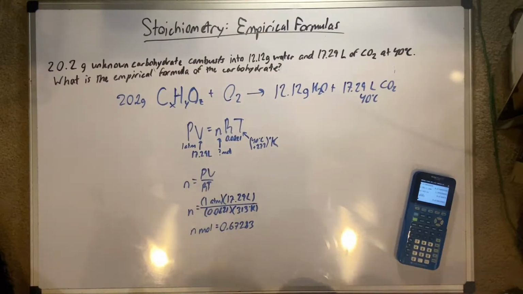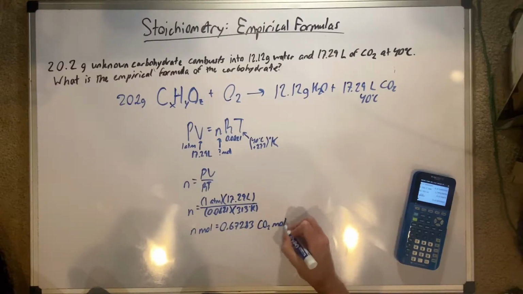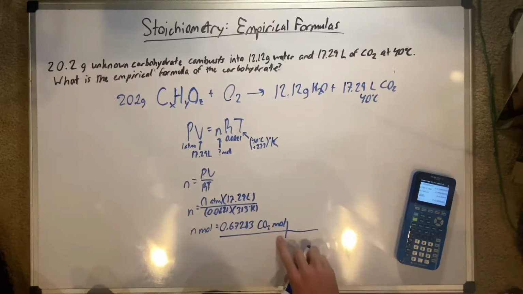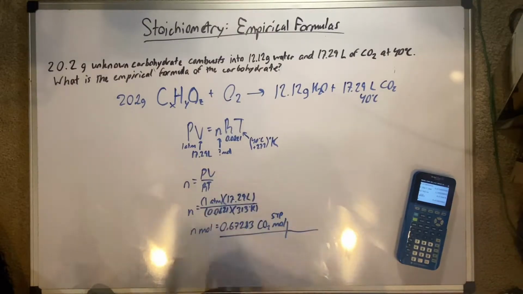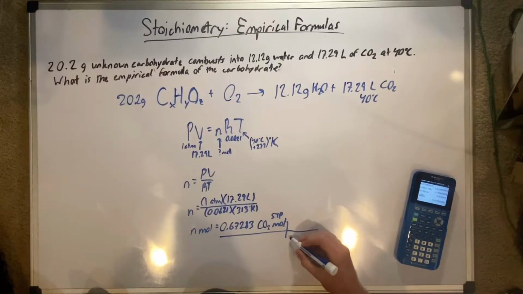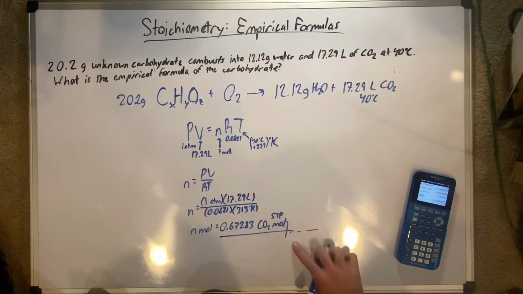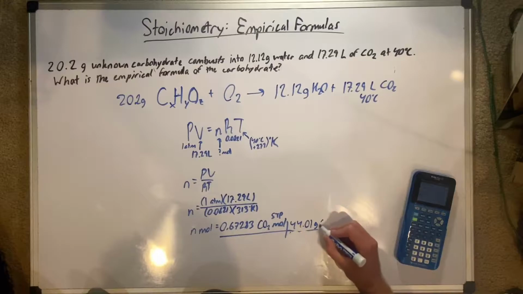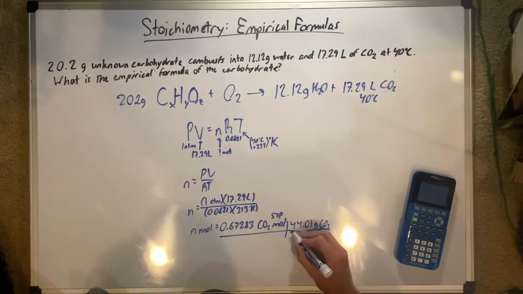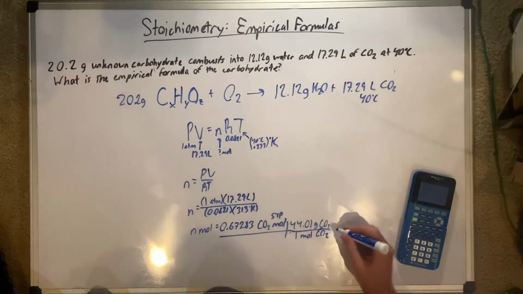So now this is the number of moles of carbon dioxide. Now let's convert this number of moles into grams. And this is moles of carbon dioxide at STP, because we just converted it with this equation. So now let's do carbon dioxide, which is 44.01. Oh, I went the wrong way. 44.01 grams of CO2 over 1 mole of CO2, not times.